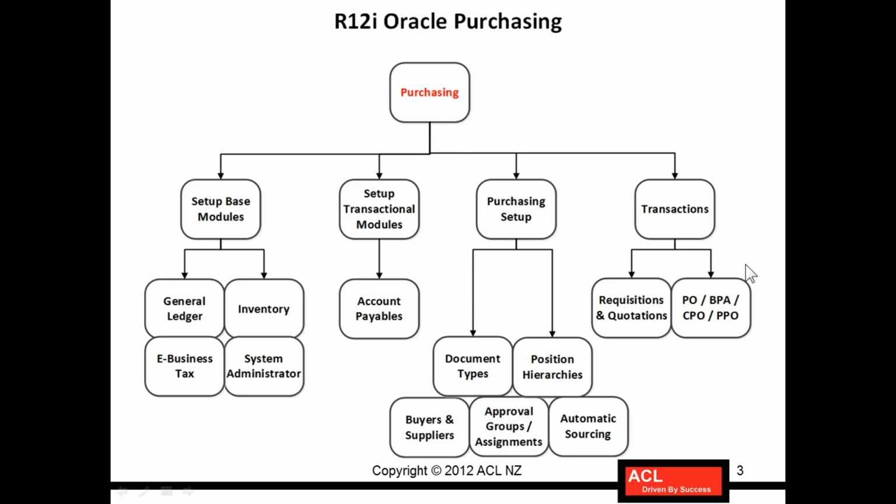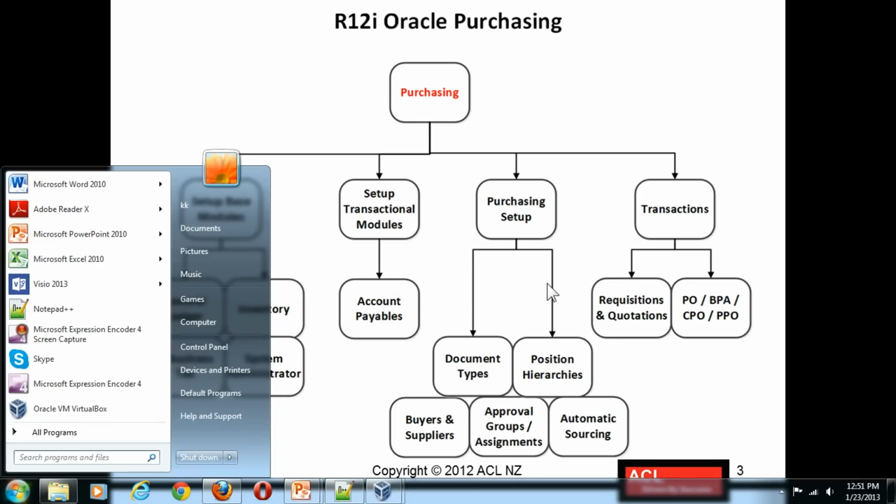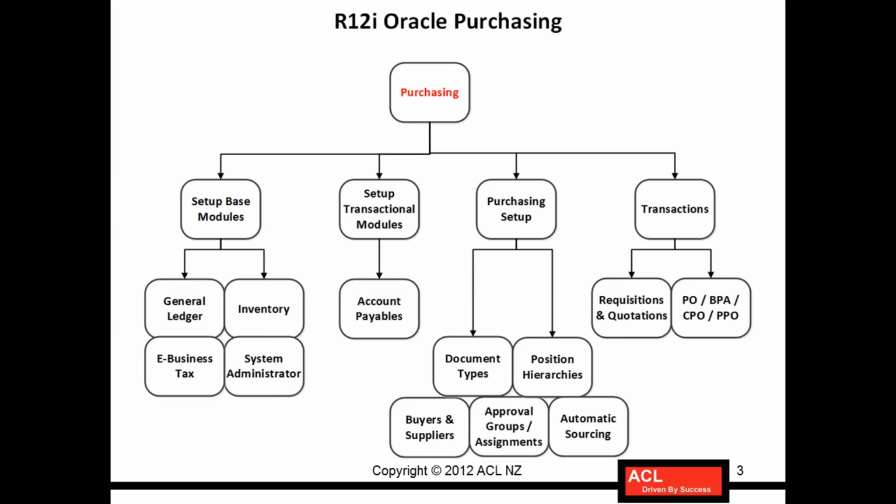So you go and perform your transactions from the point of view of your Procure to Pay life cycle, wherein you start by creating requisitions. Requisitions can be created in the purchasing module itself, or you can create requisitions as a part of Oracle's separate offering, the Oracle iProcurement module.